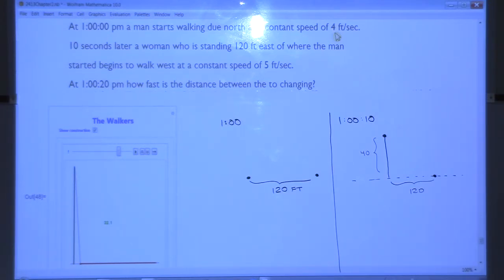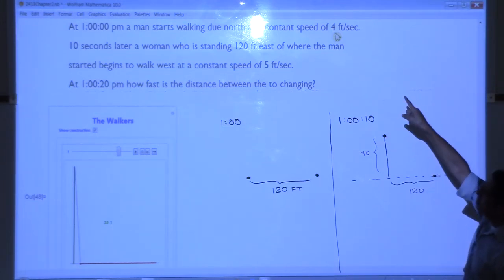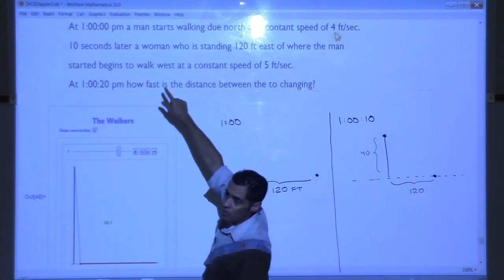I'm just trying to get a feel for what's happening. That's all I'm trying to do. The next important point in time would be, you got a question? We're just making sure the 40 came from the 4 feet per second. He's walking at 4 feet per second, and 10 seconds later the woman starts walking.